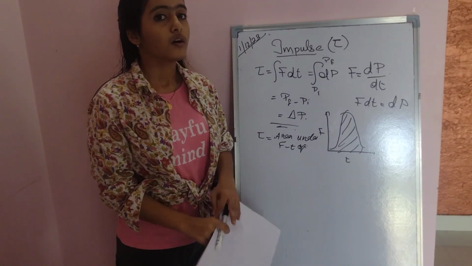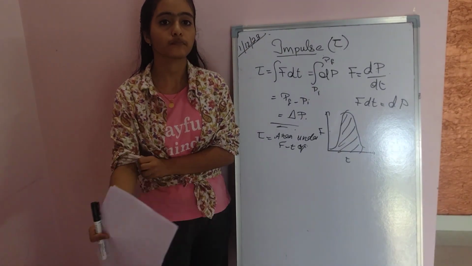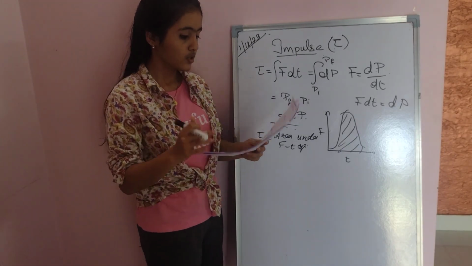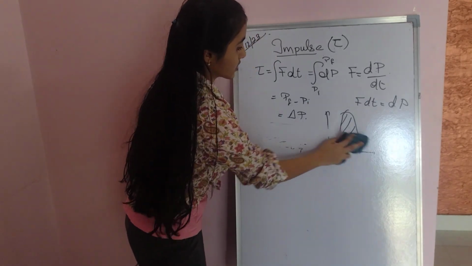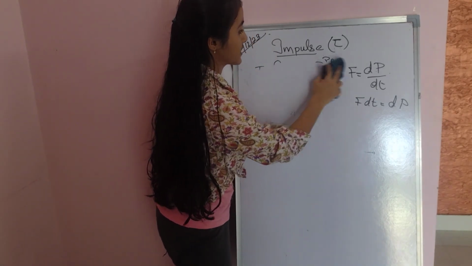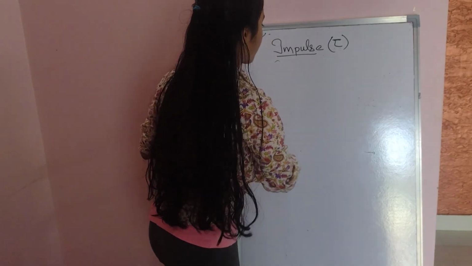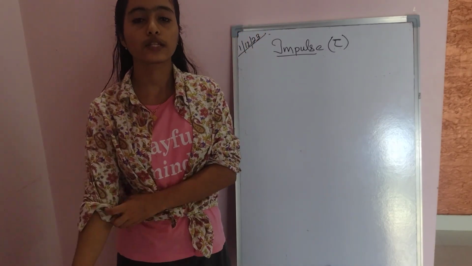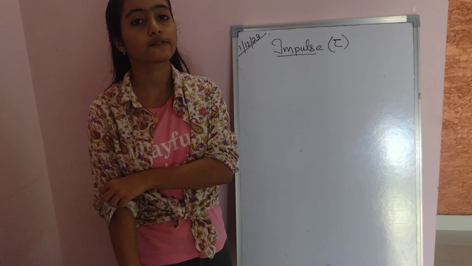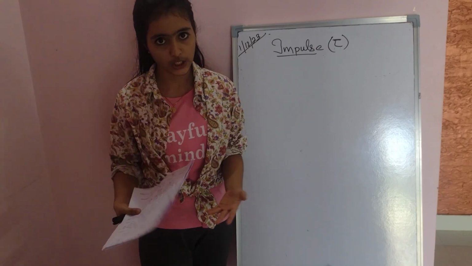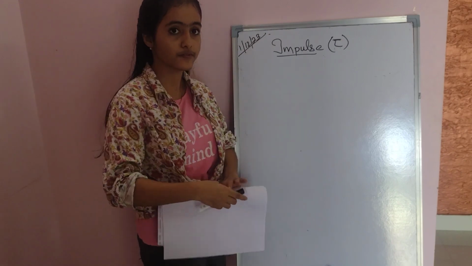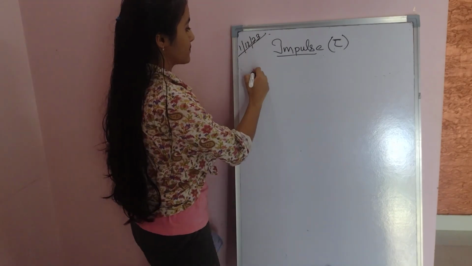Okay, coming back, let's see. Now we are going to check normal reaction, frictional force, and tension. These forces, we cannot define as impulsive or non-impulsive directly. It depends on the situation whether it has become impulsive or non-impulsive. So let's check the situation first.